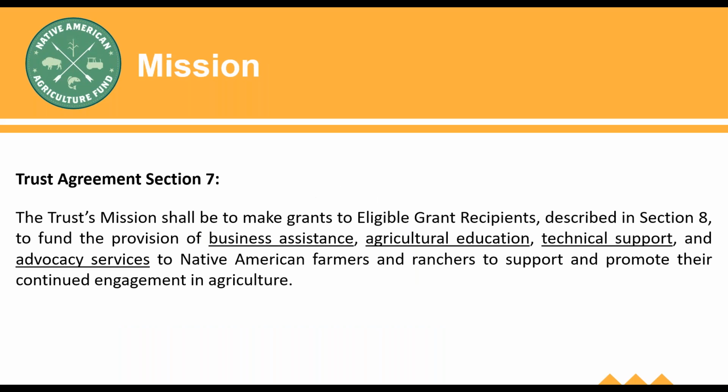If you actually look at the trust agreement in section 7, it outlines very specifically the trust's mission. The mission is to make grants to eligible grant recipients described in the trust agreement to fund the provision of business assistance, agricultural education, technical support, and advocacy services to Native farmers and ranchers to support and promote their continued engagement in agriculture.